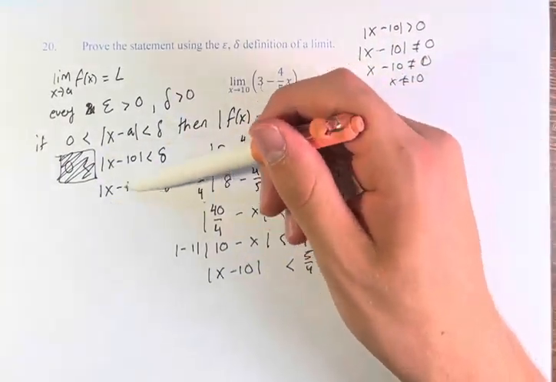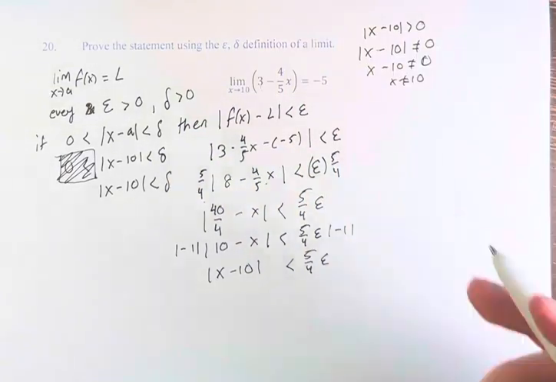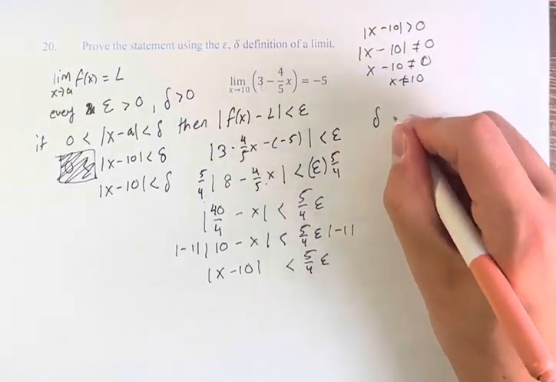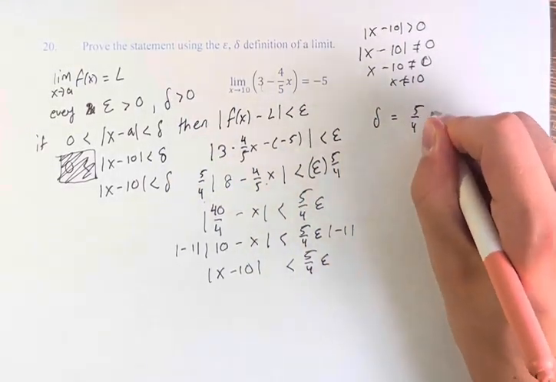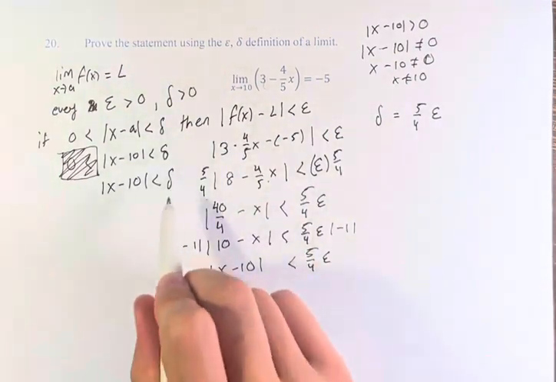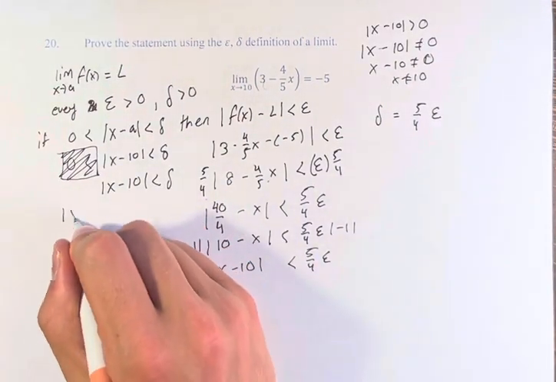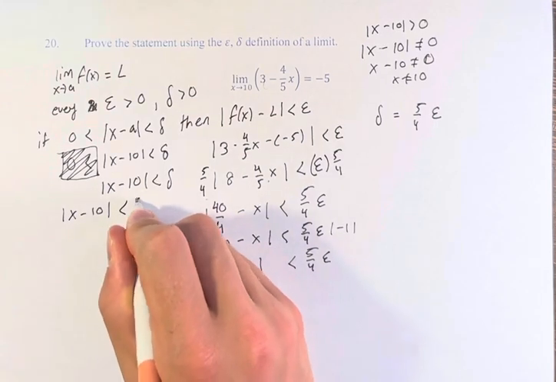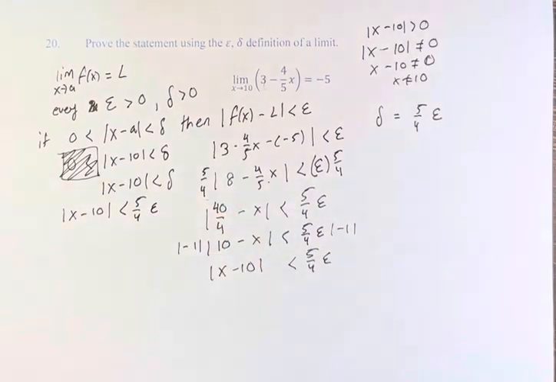If the absolute value of x minus 10 is less than delta and it's less than 5/4 epsilon, we can say that delta equals 5/4 epsilon. And to prove this, we have to plug it into our original function. Absolute value of x minus 10 is therefore less than 5/4 epsilon, right? Plugging it in for delta.